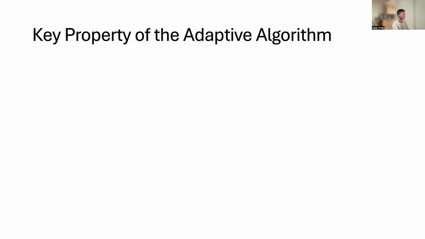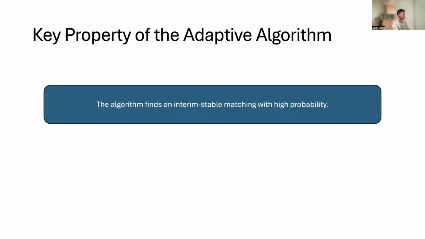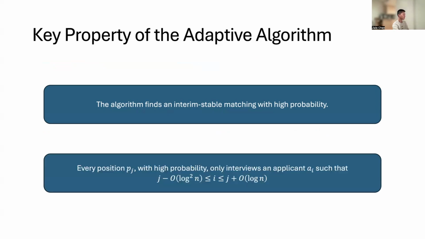And it can be shown that the adaptive algorithm finds an interim stable matching with high probability. And also, for each position P sub j, with high probability, it will only interview an applicant A sub i such that the index of the applicant is at most log n squared smaller than the index of the position, and also it can be only log n larger. In other words, it reduces the degree of the vertices from n to log squared n in the interview graph.